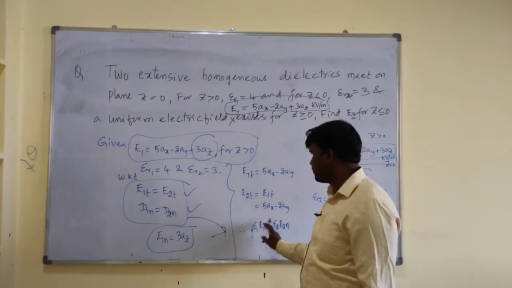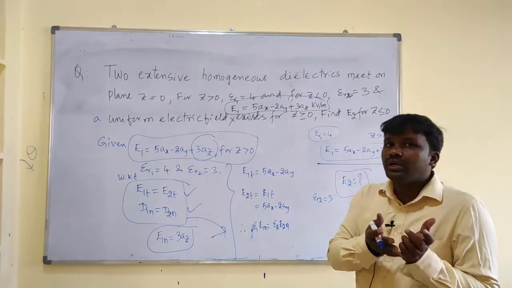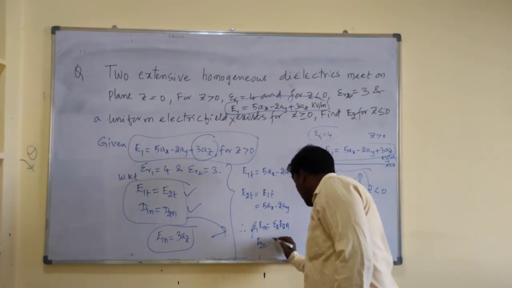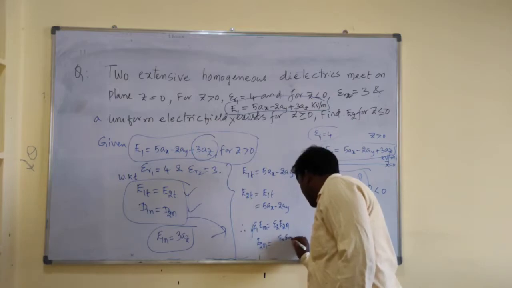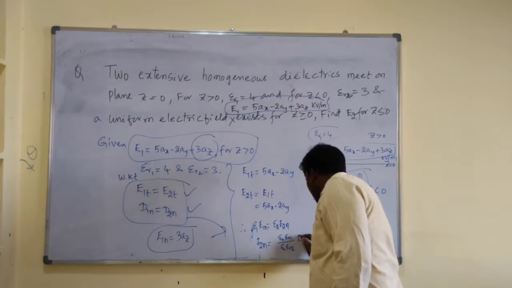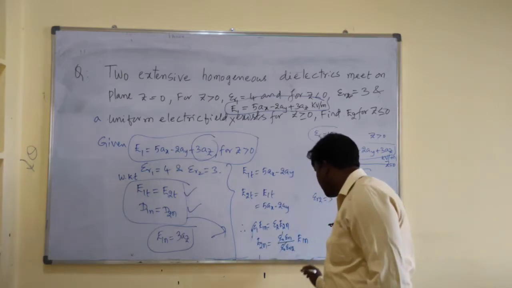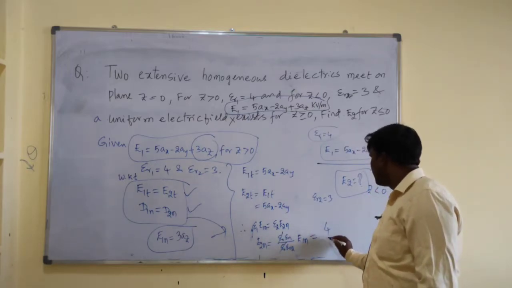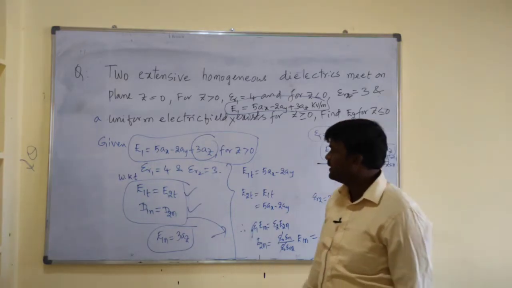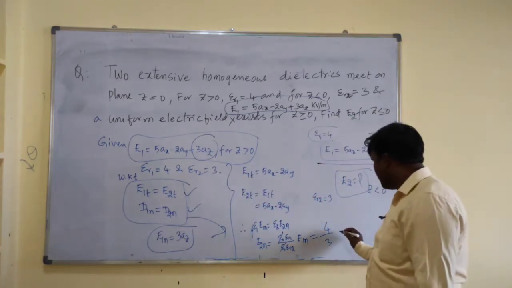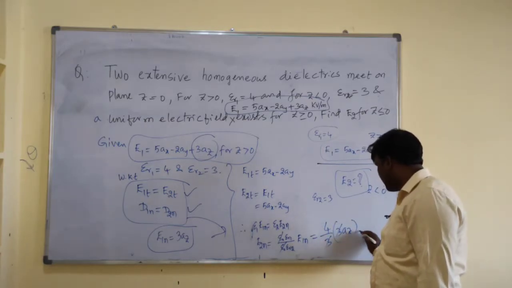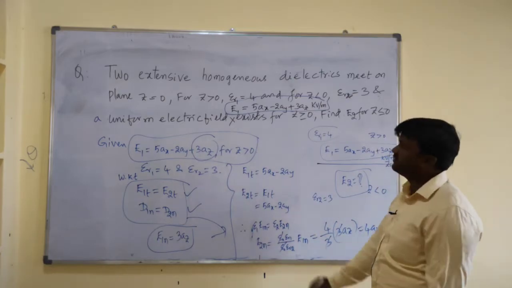What we require in order to get E2? E2 is nothing but E2t plus E2n. So, E2n is nothing but epsilon 1 by epsilon 2 into E1n, which can be written as epsilon naught epsilon r1 by epsilon naught epsilon r2 into E1n. So, this epsilon naught cancels out. Epsilon r1 is 4, epsilon r2 is 3, and E1n, the normal component of E1, is 3az. Here the 3 cancels out. Finally, we got 4az.